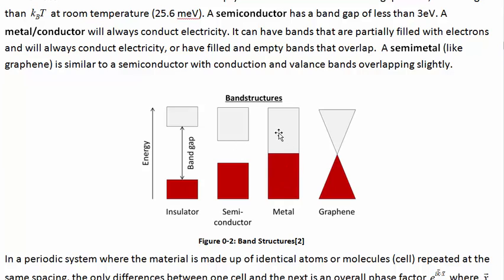In a metal, there's no gap. So in a metal, there's no gap between the top of what you might call the valence band and the bottom of the conduction band. The states are right next to each other, so electrons can very easily move, even at low temperatures, left and right.